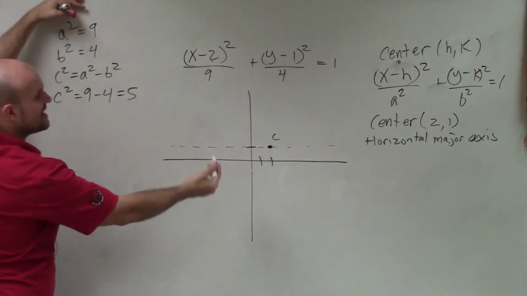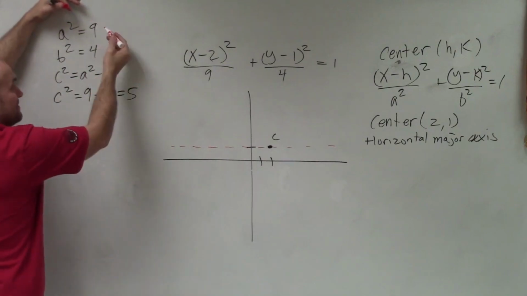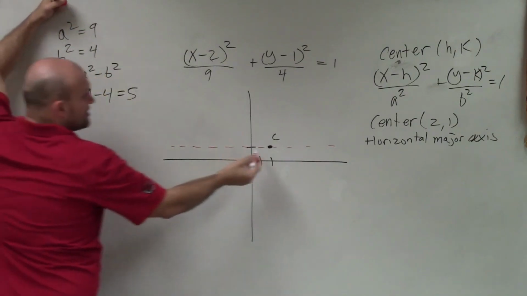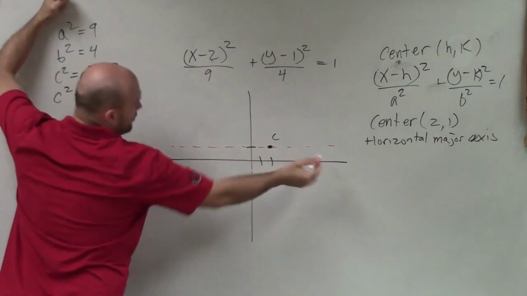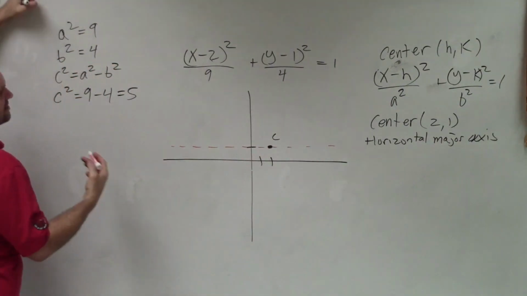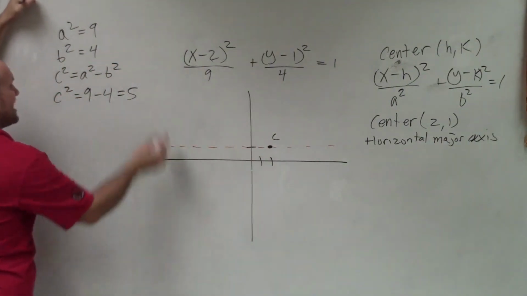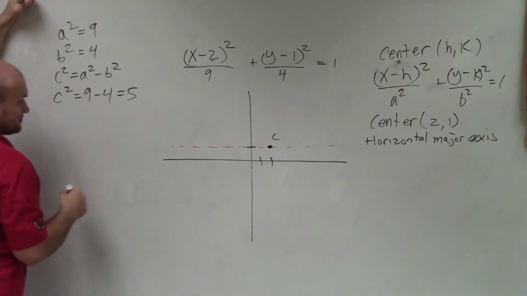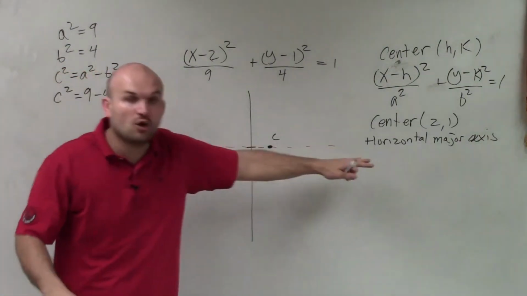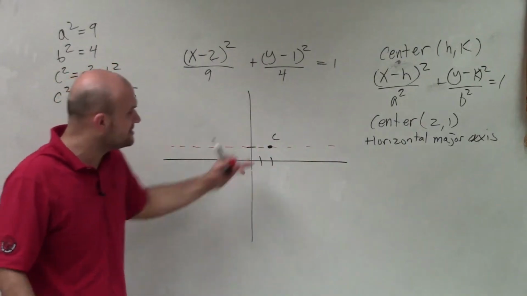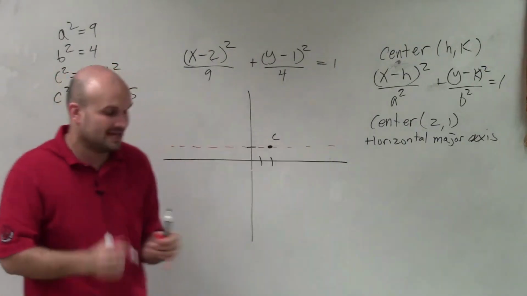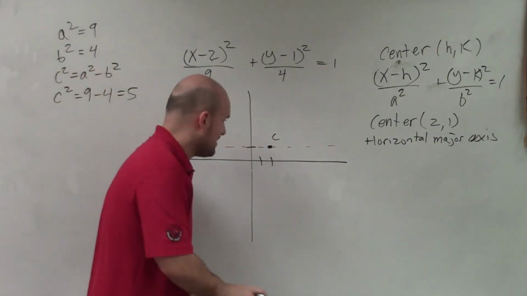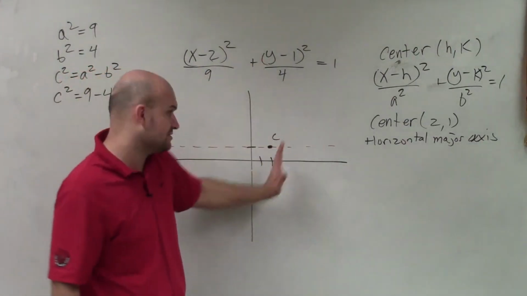And why that's so important is the distance from the center to the vertices is a. All right? Now, if I want to find that distance, I'm going to be going left and right. The distance from the center to your foci is c. And again, I have to go along this major axis. So my vertices and my foci are all going to lie on this dotted red line, where my co-vertices are going to be perpendicular to that line.